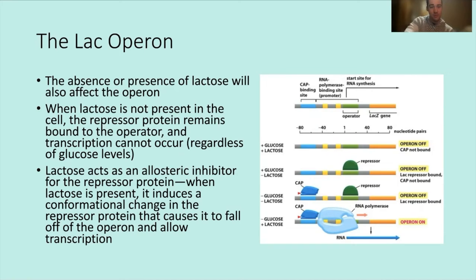So the way it works, lactose acts as an allosteric inhibitor for the repressor protein. So this is sort of like the simple negative feedback mechanism. So when lactose is present, it induces a conformational change in the repressor protein, and that causes it to fall off of the operon, and it allows transcription. So the repressor protein is on, that's our default. Once lactose is present, it's going to find its way to the repressor protein, it's going to bind to it, and it's going to change its shape, and then the repressor is going to fall off, and it's going to allow for more transcription.